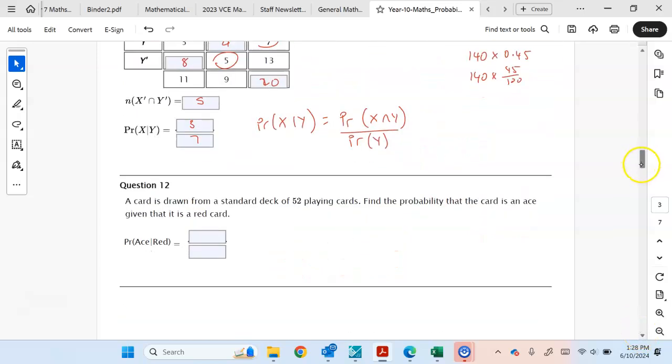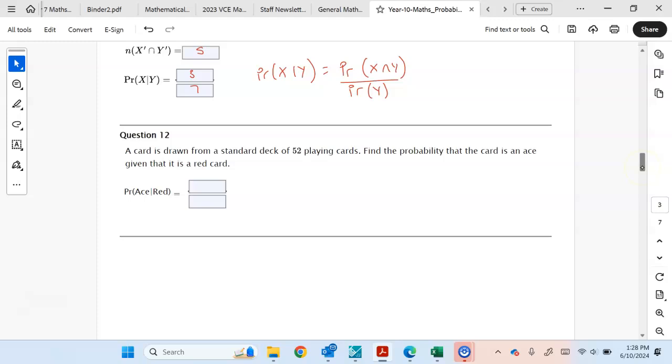All right, so question 12. A card is drawn from a standard deck of 52 playing cards. Find the probability that the card is an ace, given that it is a red card. You can use the conditional probability formula, but your denominator is how many red cards there are. Half the deck is red and half is black, so out of 52 cards, 26 are red. How many of those red cards are aces? There's 2, so that simplifies to 1 over 13.